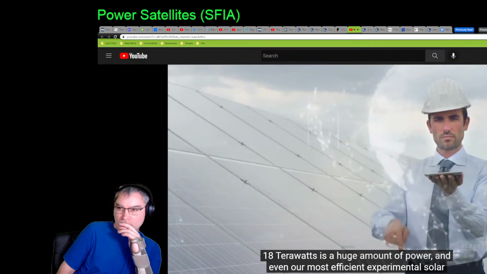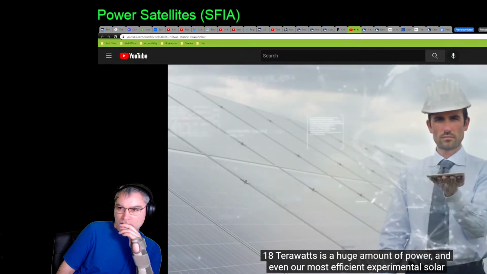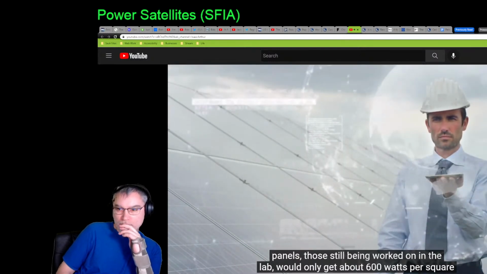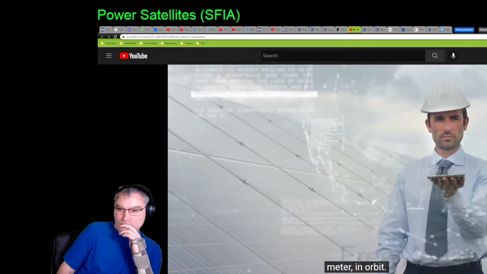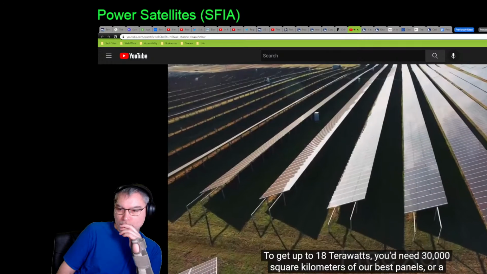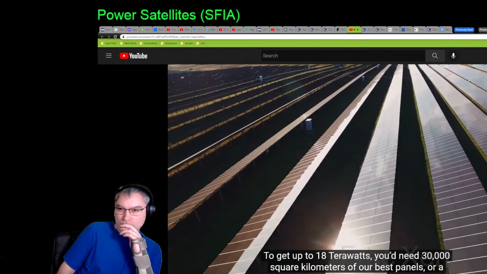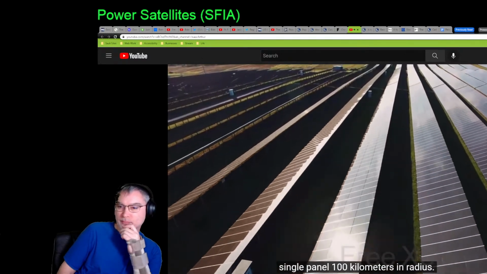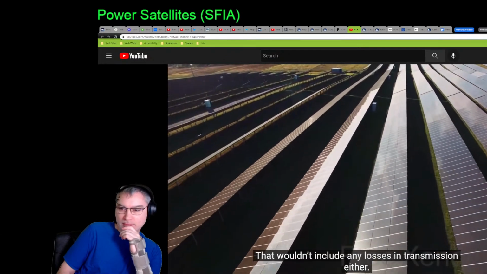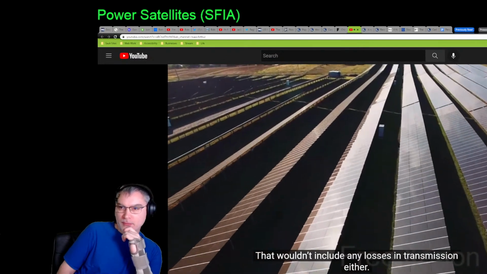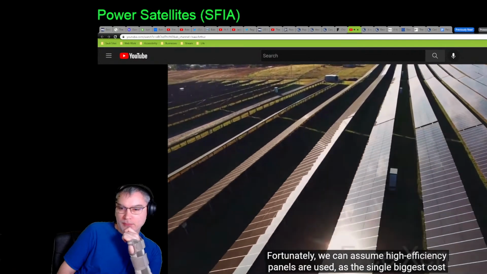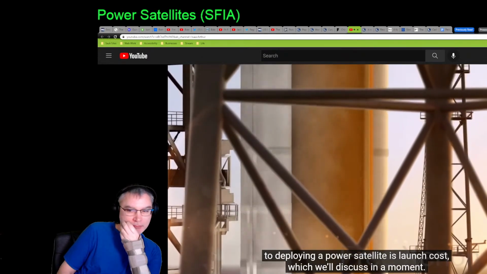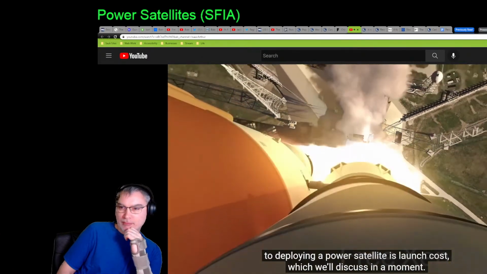18 terawatts is a huge amount of power, and even our most efficient experimental solar panels, though still being worked on in a lab, would only get you about 600 watts per square meter in orbit. To get up to 18 terawatts, you'd need 30,000 square kilometers of our best panels, or a single panel 100 kilometers in radius. That wouldn't include any losses in transmission either. Fortunately, we can assume high-efficiency panels are used, as the single biggest cost to deploying a power satellite is launch cost, which we'll discuss in a moment.